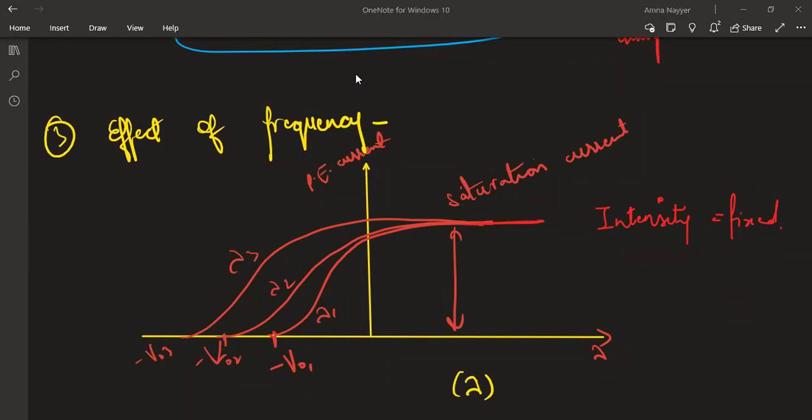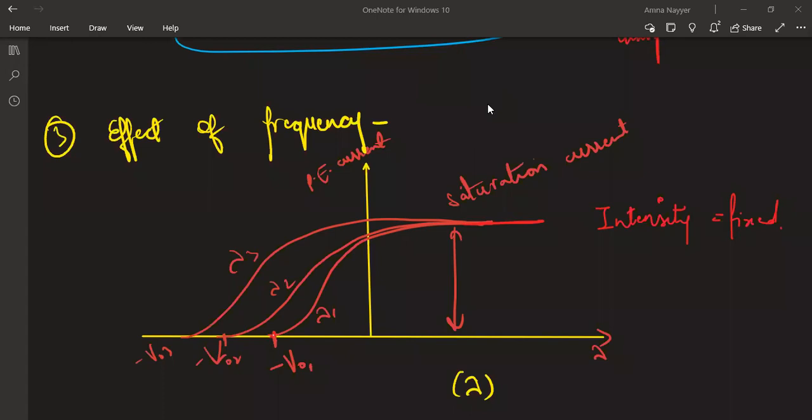Saturation current means the maximum value of photoelectric current, right? Means now the current cannot increase more than this value. Whatever saturation current value you have received, now the current cannot increase. The saturation current is different for every metal. Let's say for copper, the value of saturation current will be something, and for another metal, let's say zinc, the saturation current value is fixed.